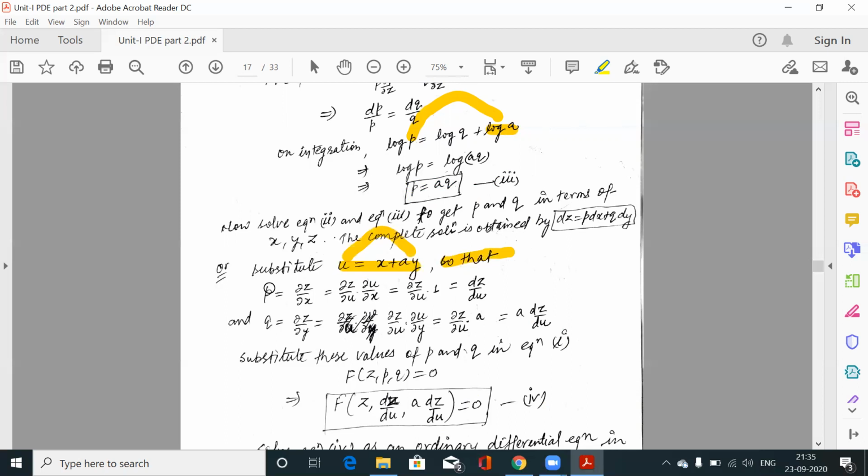So calculating the derivatives, how will the given partial differential equation change using this transformation? So p, what is p? p is del z over del x.